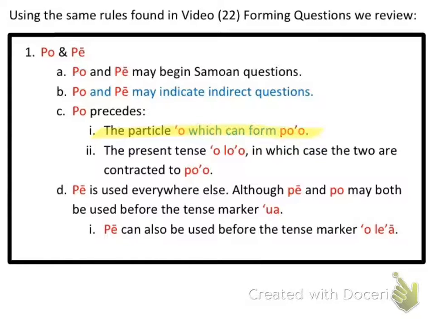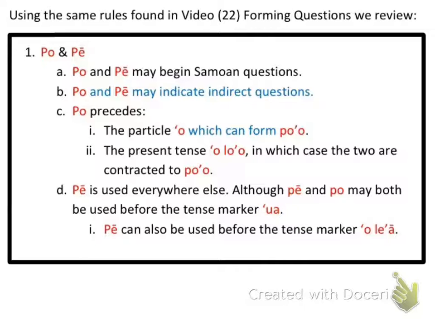This can be seen quite often. It also can come before olo'o because of the particle o, but then that also contracts to po'o. So a lot of times when you see po before the particle o, it contracts to po'o. And then pay is used everywhere else, although pay and po may be used before the tense marker ua. So po can come before ua and pay can come before ua.